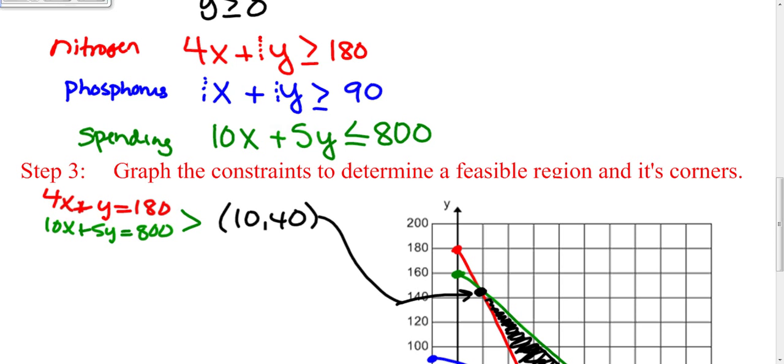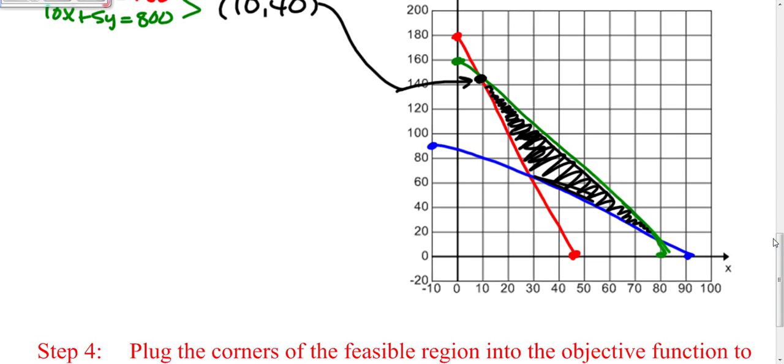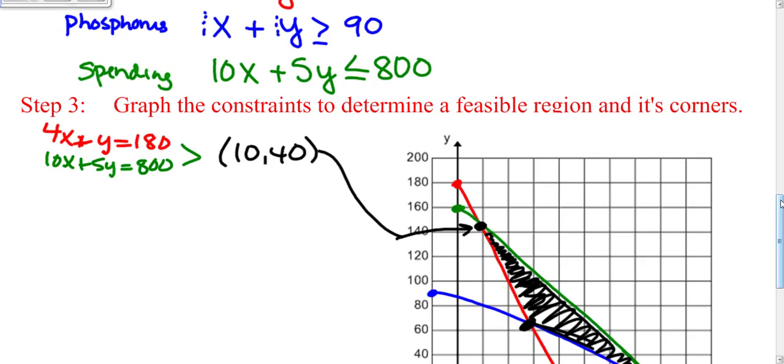Then we need to find this coordinate right here, which is the red and the blue line. So the red and the blue would be 4x plus y equals 180 and x plus y equals 90. Again, solve that system any way you want: substitution, elimination, graph the lines, whatever you want to do. Those 2 intersect at the point, let's see, (30, 60).